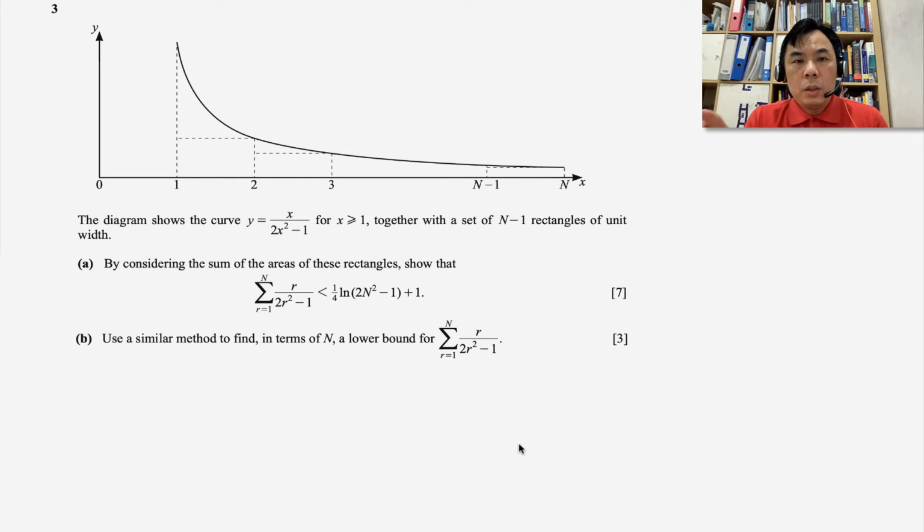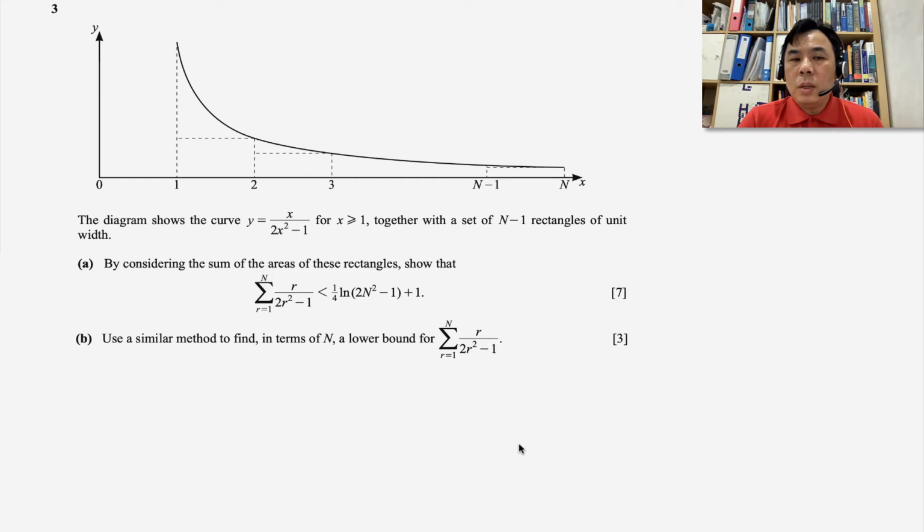Right, welcome back. This is our third question. It's upper and lower bound using integrations and approximation. Now we are given the diagram that represents a curve given as y equal to x over 2x squared minus 1. The domain given is for x greater than or equal to 1, together with a set of n minus 1 rectangles of unit width. Unit width means 1 unit long as depicted in the diagram. By considering the sum of the area of these rectangles, show that the sum of that series should be less than the expressions given. That's our first part A.